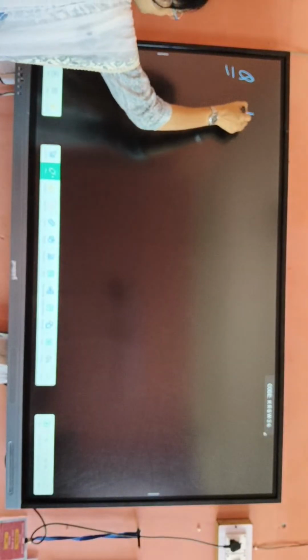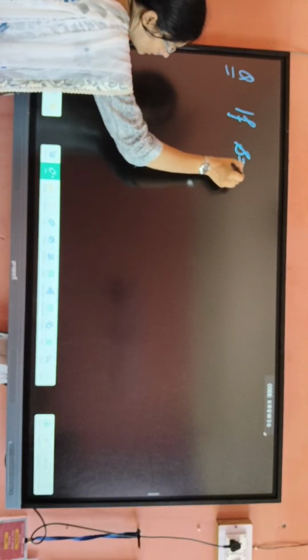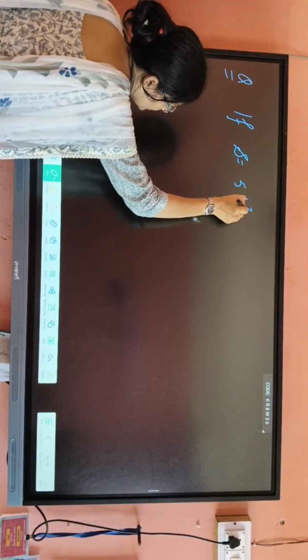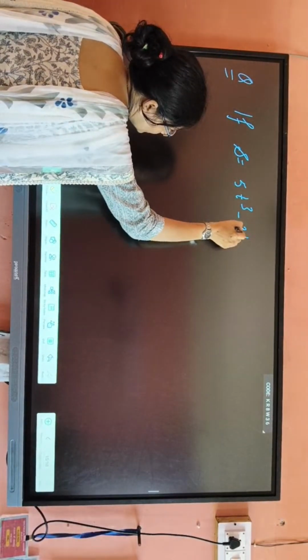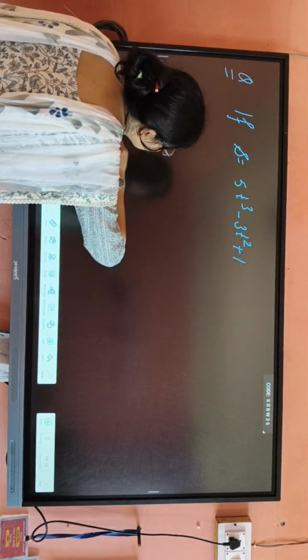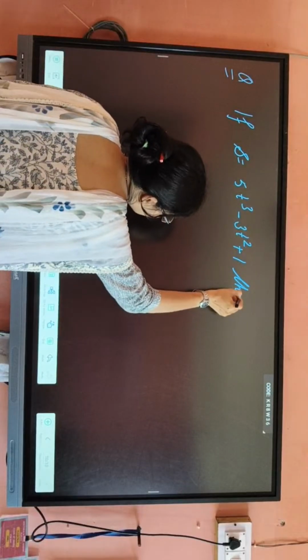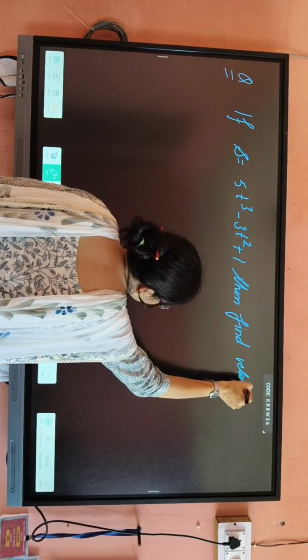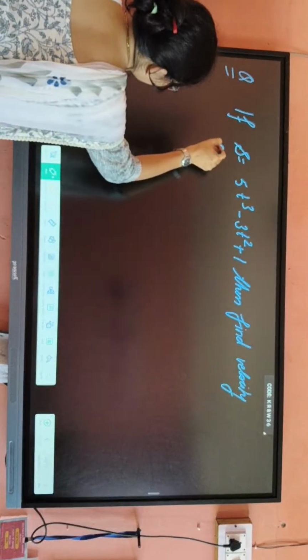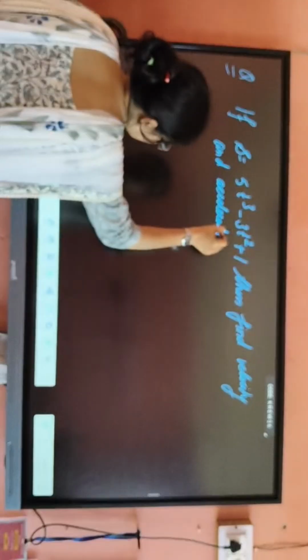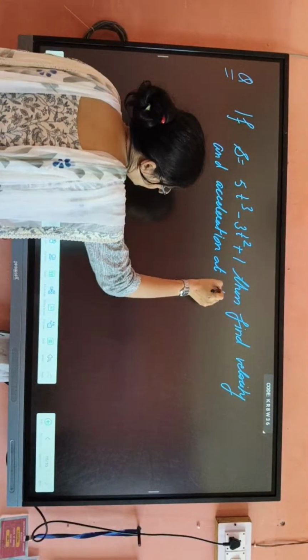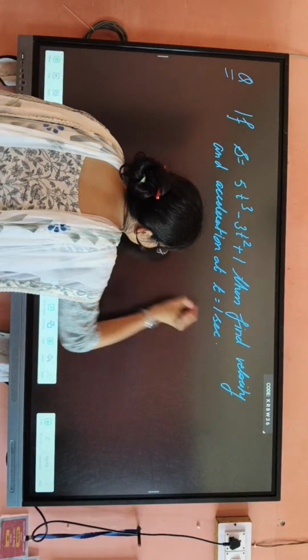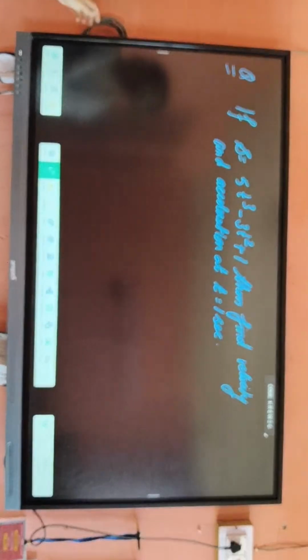Now try to solve this question. If s equal to 5t cube minus 3t square plus 1, then find velocity and acceleration at t equal to 1 second. Clear? Solve this one question, beta.